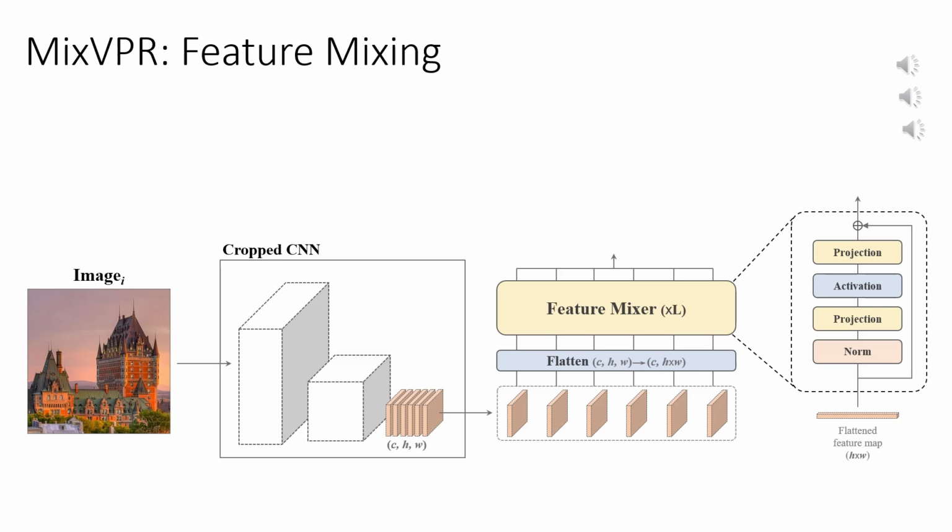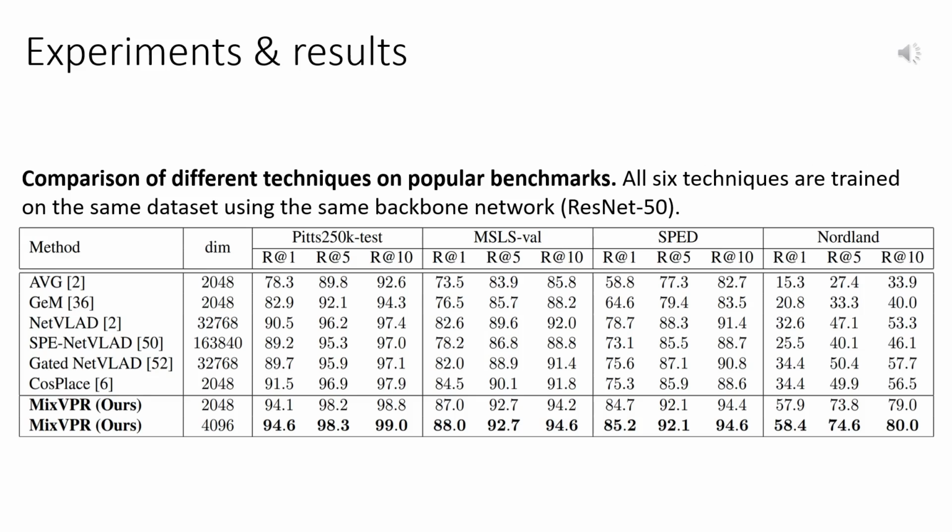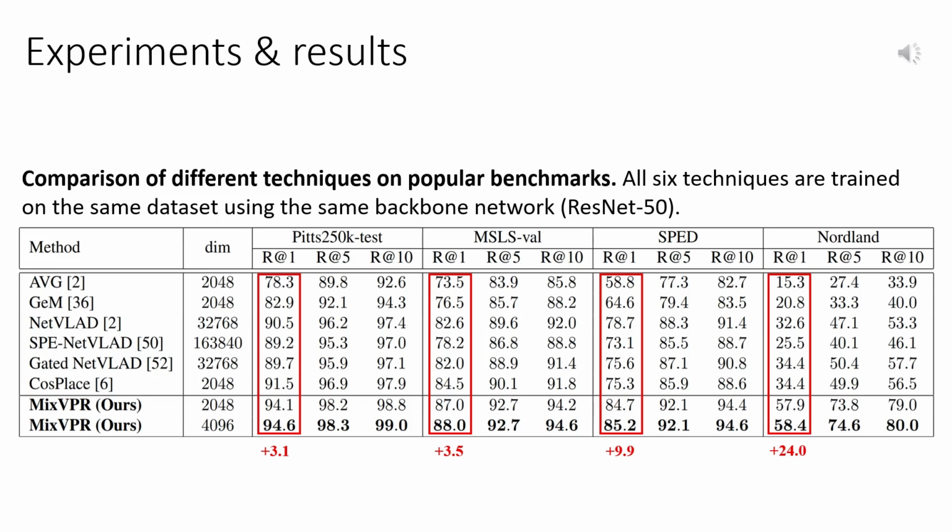After feature mixing, we apply depth-wise projection to reduce the dimensionality of the channel dimension. Then, we apply row-wise projection to reduce the dimensionality of each feature map. Finally, we flatten and normalize the output descriptor. We compare our technique to the state-of-the-art and obtain best results with big margins, especially on the challenging Nordland benchmark, where we outperform the best existing technique by 24 points of recall at 1.